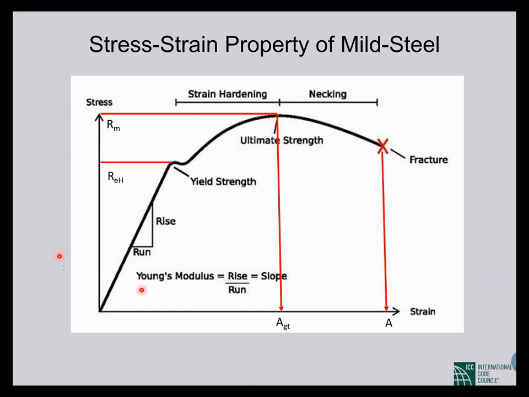Now, we are all familiar with the stress strain diagram of mild steel. So there is no point in explaining this. I will just introduce these notations. In the EN standard, the notation for yield stress is ReH. The notation for ultimate strength is Rm. The notation for strain corresponding to ultimate strength is Agt. And the notation for strain corresponding to fracture or breaking point is A. So please remember these notations. I'm not going to explain the stress strain diagram here.